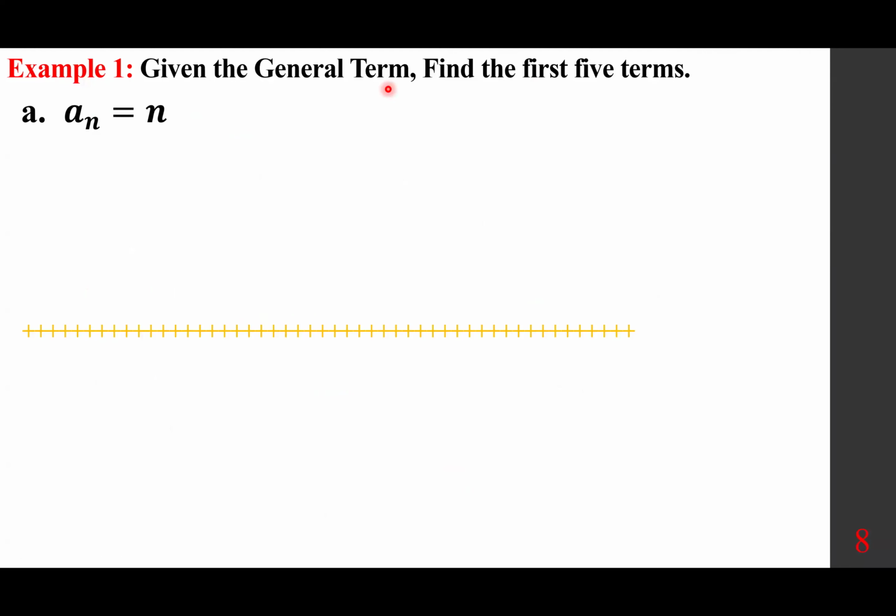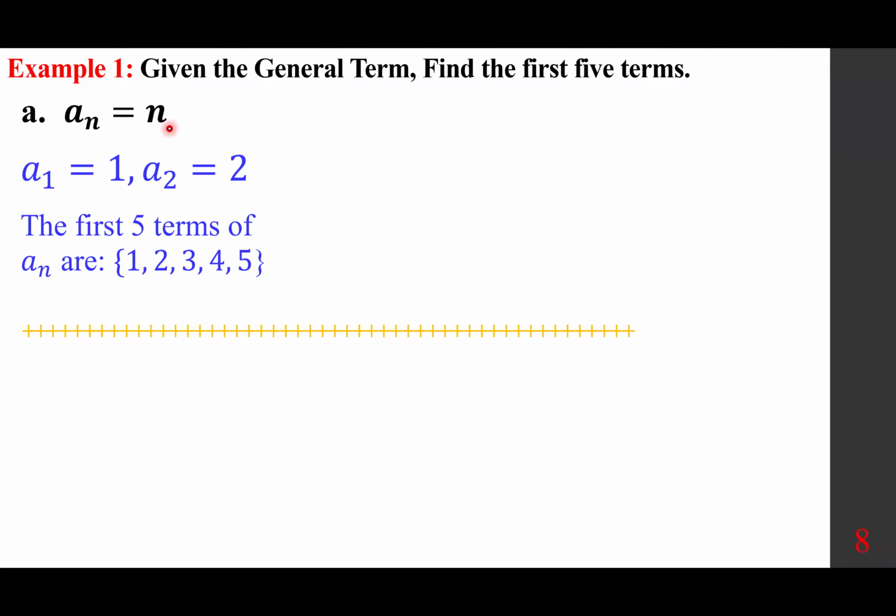Now, given the general term, find the first 5 terms. For example, a sub n equals n. This is very simple. All you have to do is choose n from the natural numbers, 1, 2, 3, and continue. If n is 1, it becomes 1. If it's 2, it becomes 2. If it's 3, it becomes 3. So this is very simple. 1, 2, 3, 4, 5. Why do we stop at 5? Because it's asking for the first 5 terms.